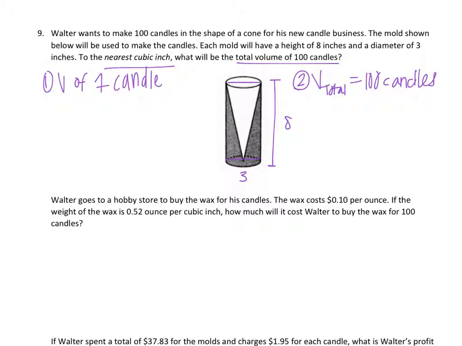So because the radius is half of the diameter, where the diameter is 3, the radius halfway across is 1.5. You might be asking how I got 1.5. I just simply took 3 and divided by 2.